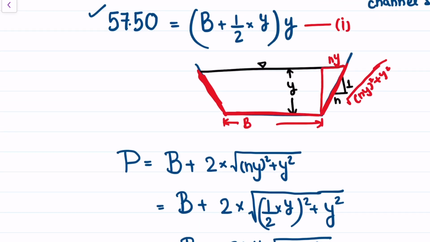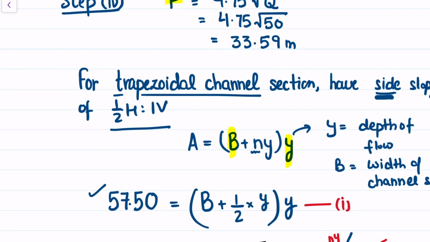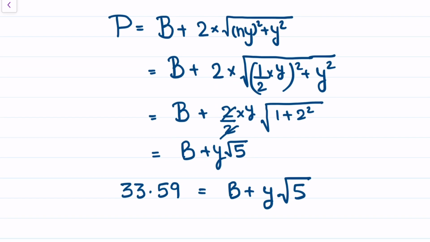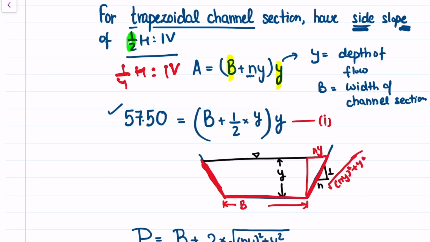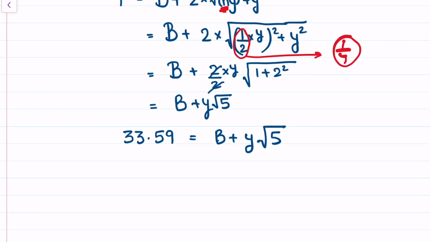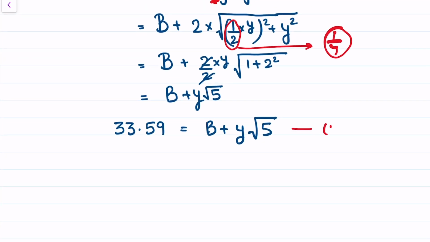Just in case the question had given the side slope as 1 by 4 horizontal to 1 vertical, then this n value would have been 1 by 4. So it's very important to know how this formula came. It's very basic fundamental stuff. So this is our equation number 2.